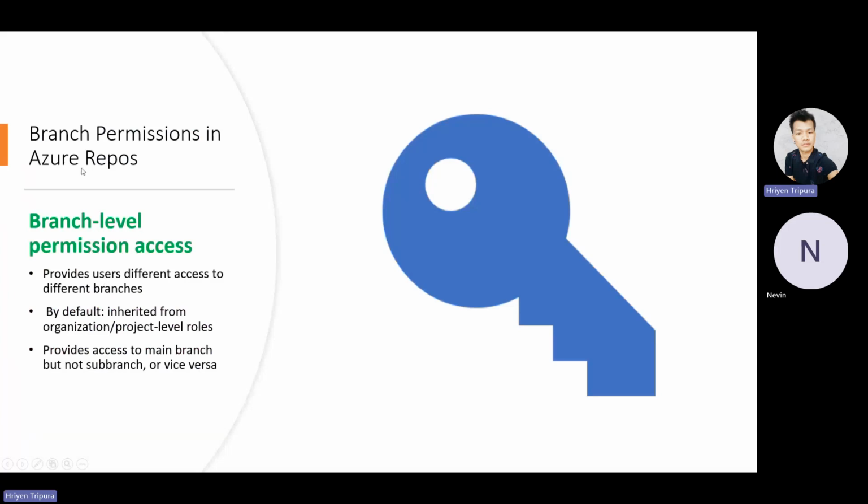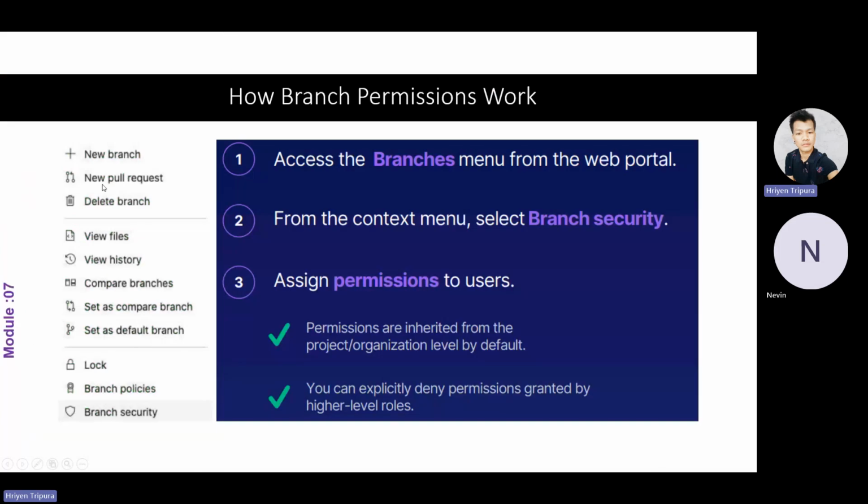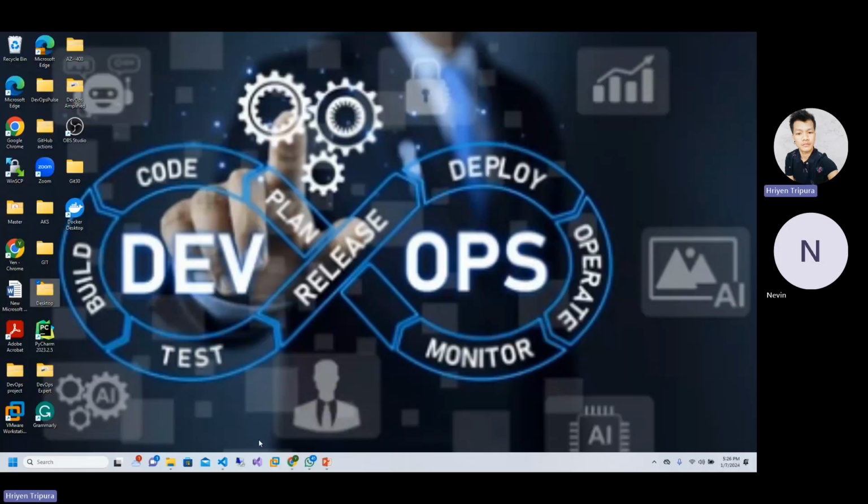So I think we have already discussed this one. We don't have to discuss it because it's branch related, so we'll ignore this one. Okay, so we can see how the branch permission works.